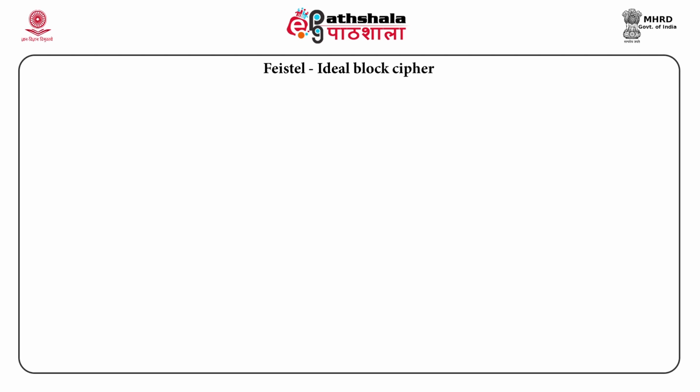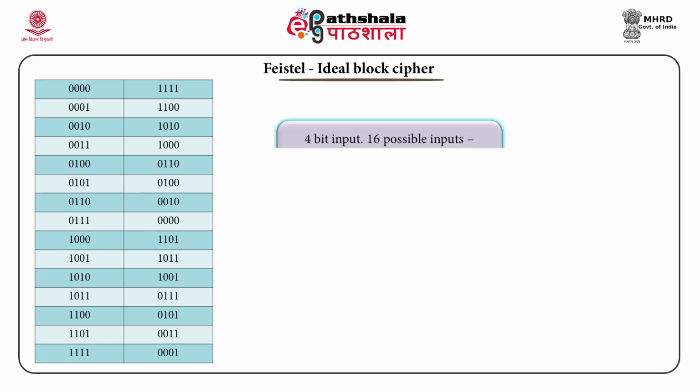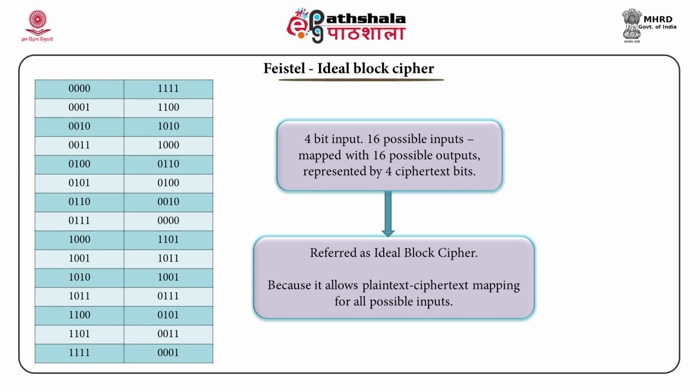The next question is, what is Feistel's ideal block cipher? Check the table and what you can observe is that we have a 4-bit input text, so the combinations are 16. For all the 16 combinations we have a unique 1-to-1 mapping. So, for a 4-bit input, there are 16 possible inputs mapped to 16 possible outputs, and the 16 possible outputs are again represented by 4 ciphertext bits. This is referred to as the ideal block cipher. Why is this called the ideal block cipher? Because it allows plain text to ciphertext mapping for all possible inputs.